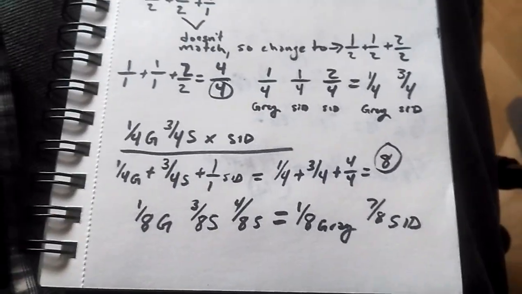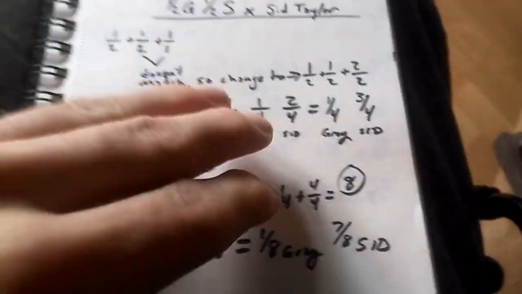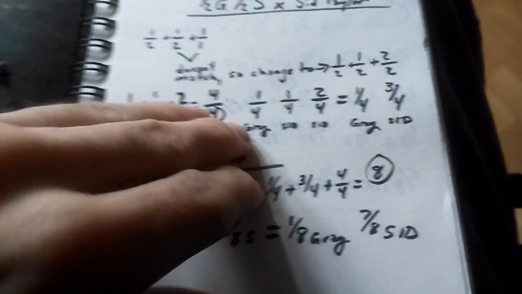Okay. Now we're going to get a little more complex here. I'm going to do a 3-way cross on my next example.